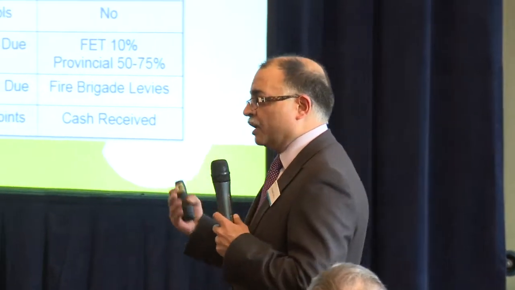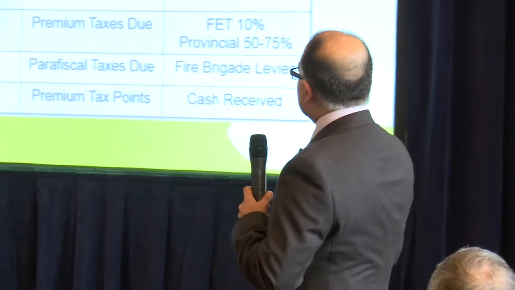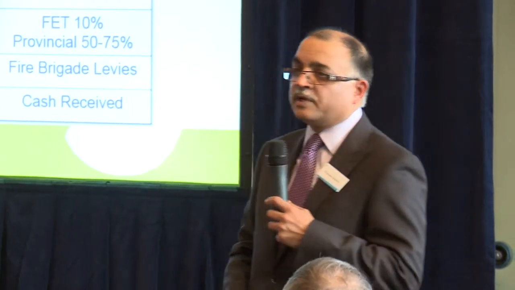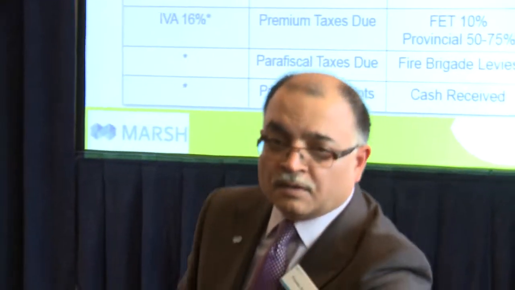Or do you want to buy a local policy in Canada using a licensed insurer such that the FET of 10% will go down to 0, and then the licensed provincial tax goes down from 50 to 3%, right? So you write a local policy.